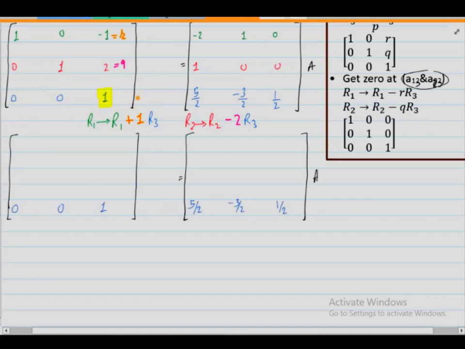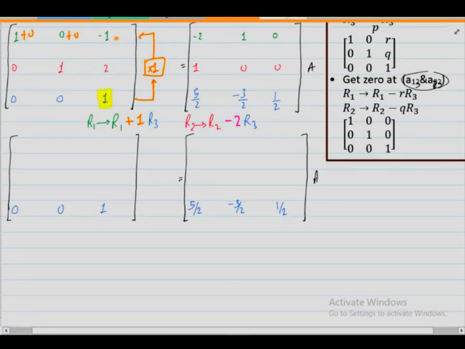For the first row, we have to multiply the third row with plus 1 and then add it to the first row, which will give us plus 0, plus 0, plus 1. The same thing on the right side will give us plus 5 by 2, minus 3 by 2 and plus 1 by 2. So we get 1, 0, minus 1, 1 by 2, minus 1 by 2 and 1 by 2.